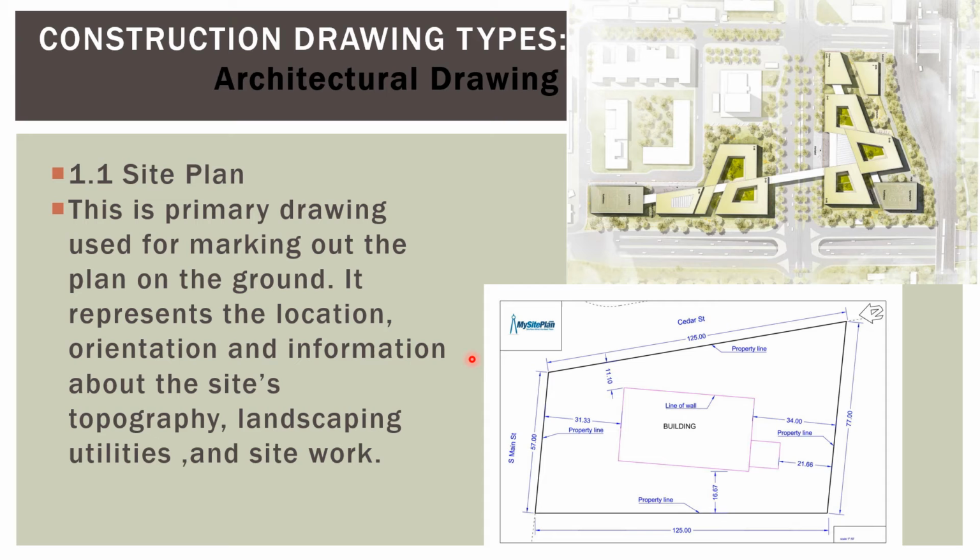Here is a simple site plan. Here is a property line, that is the client's property, and inside it the building will be built, and how much spacing from the left, right, bottom, and what is the north direction. So this is a simple basic site plan for the building.